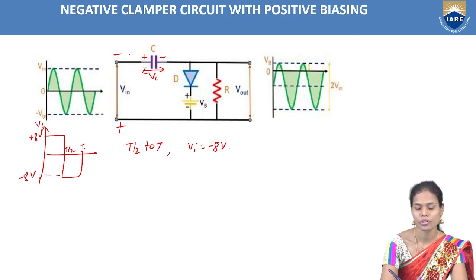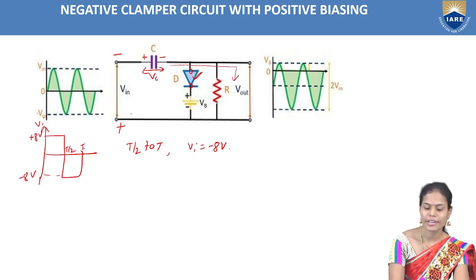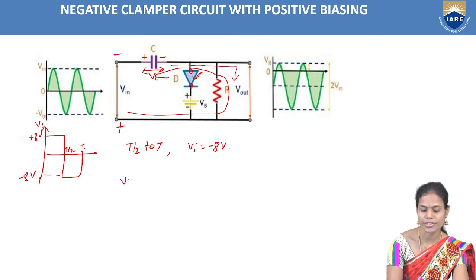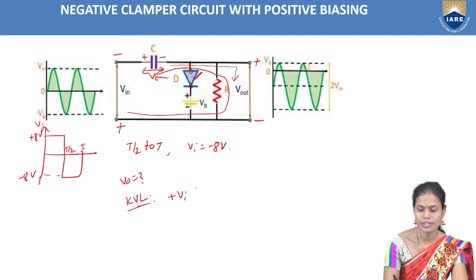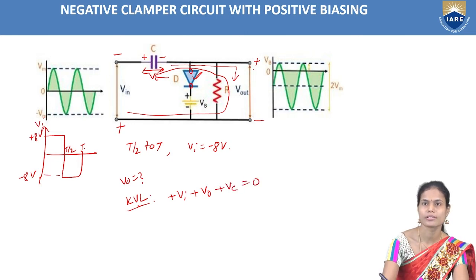For this negative input voltage, the diode will act like an open circuit. Once the diode is an open circuit, there is no path for the current to flow here, so it will flow in this way. And what about the current direction? Here it is from positive to negative in this direction. To find the output voltage, again we need to apply KVL. If we apply KVL to this total loop, we get plus Vi plus V0 plus Vc equal to 0. That is, the input voltage, this output voltage, as well as the voltage across the capacitor sum to 0.